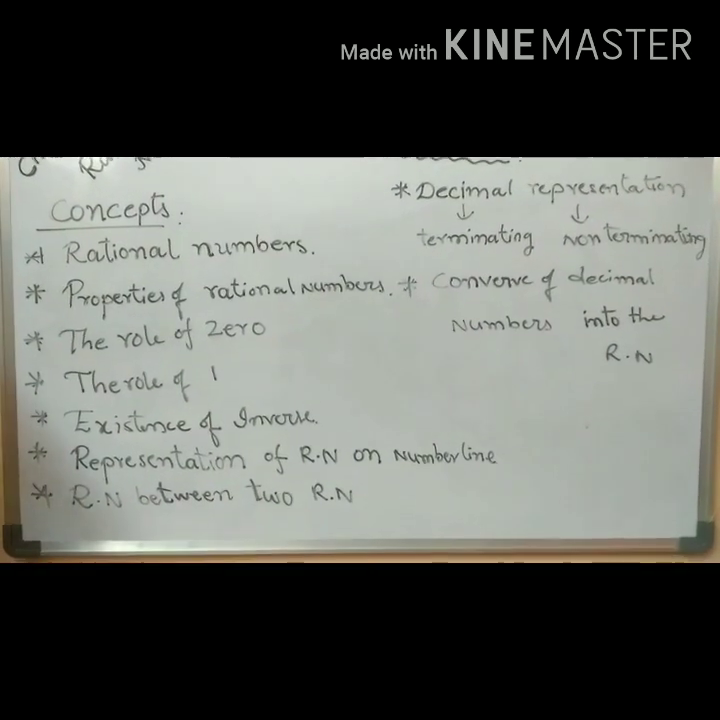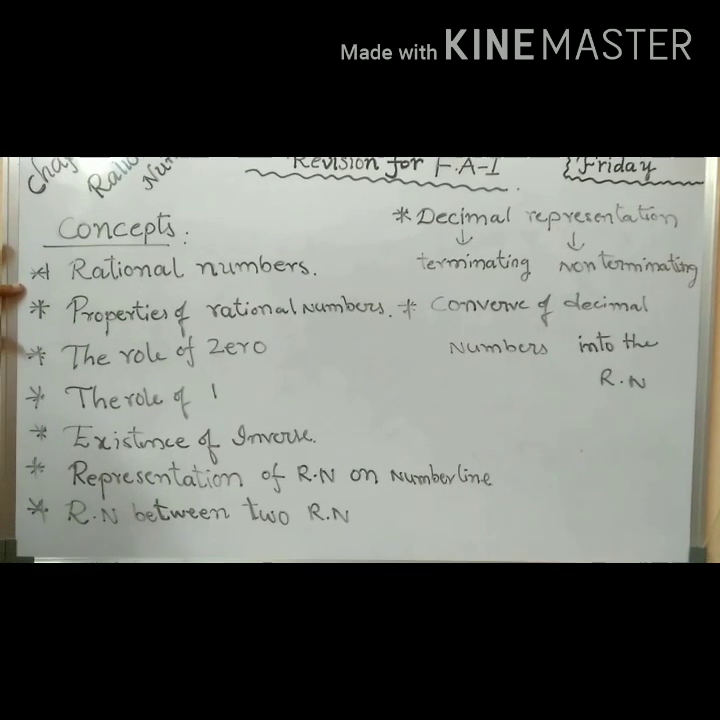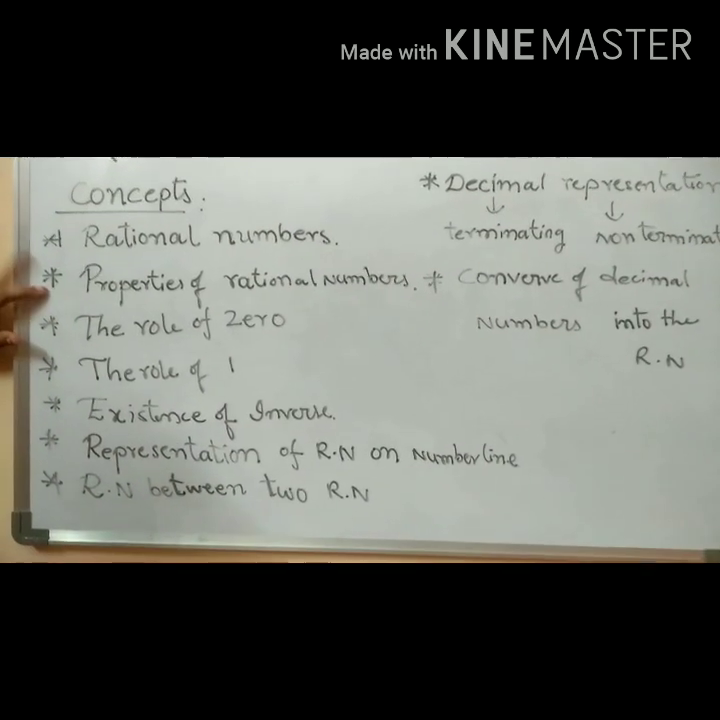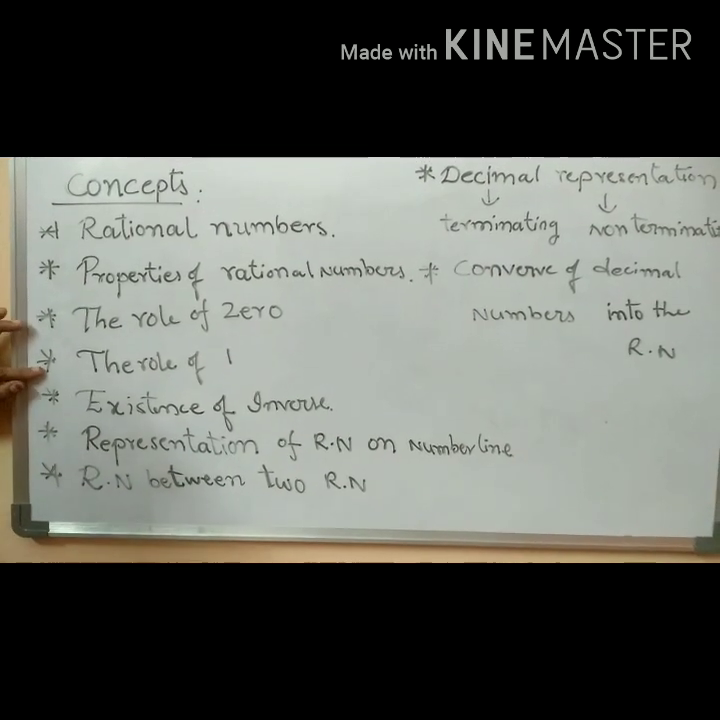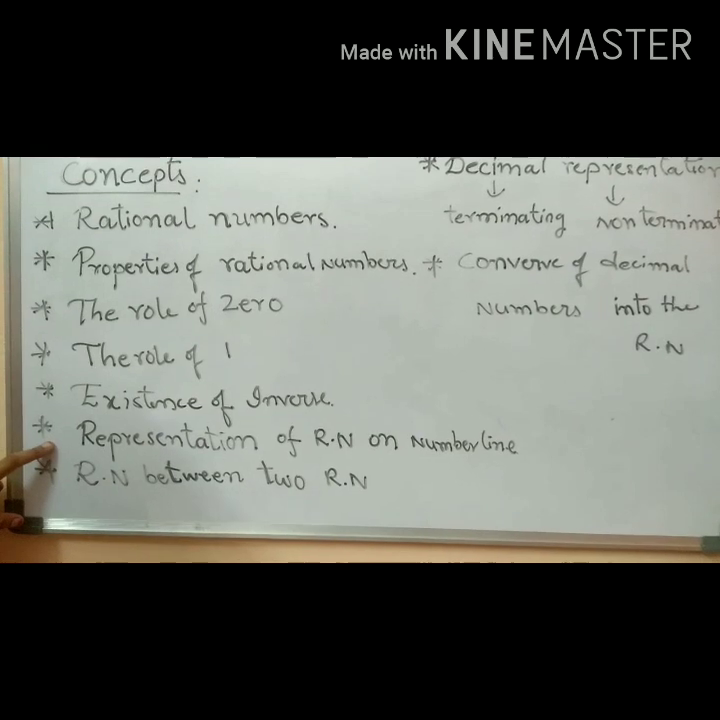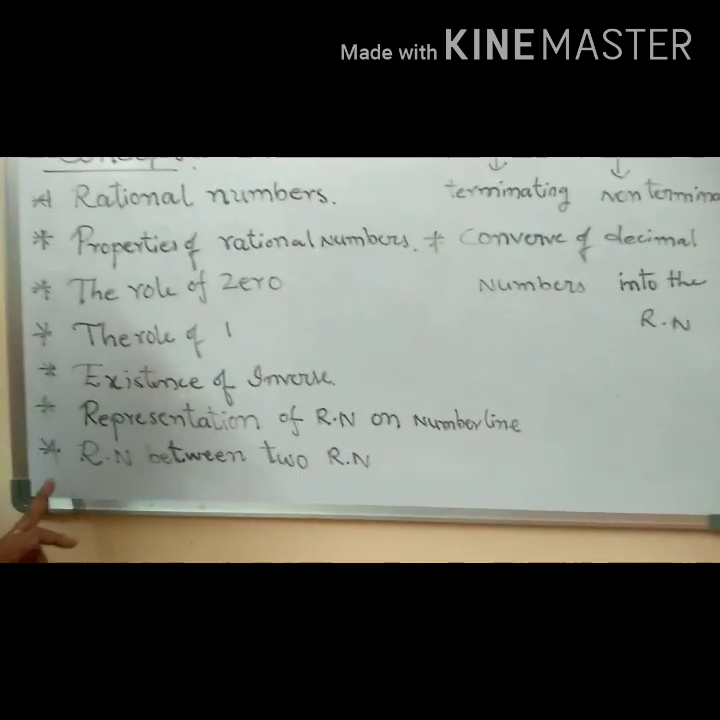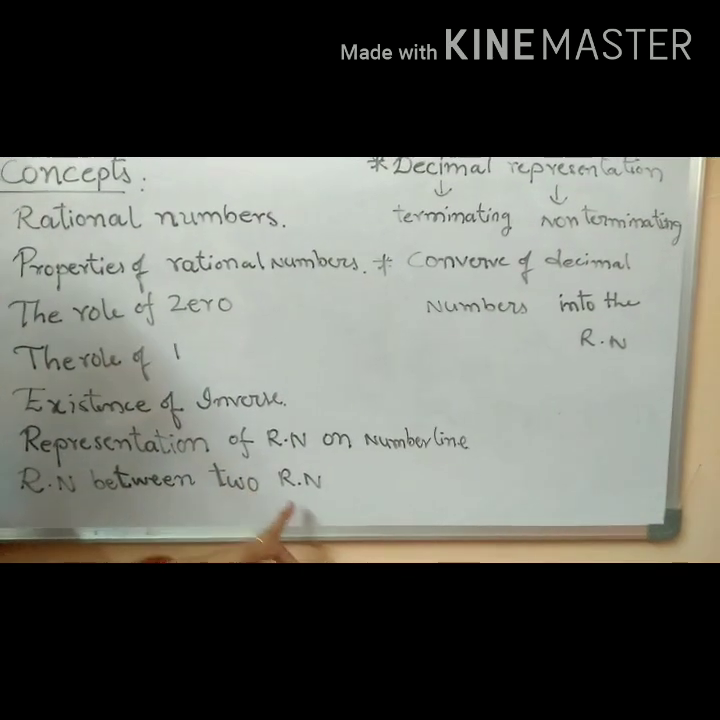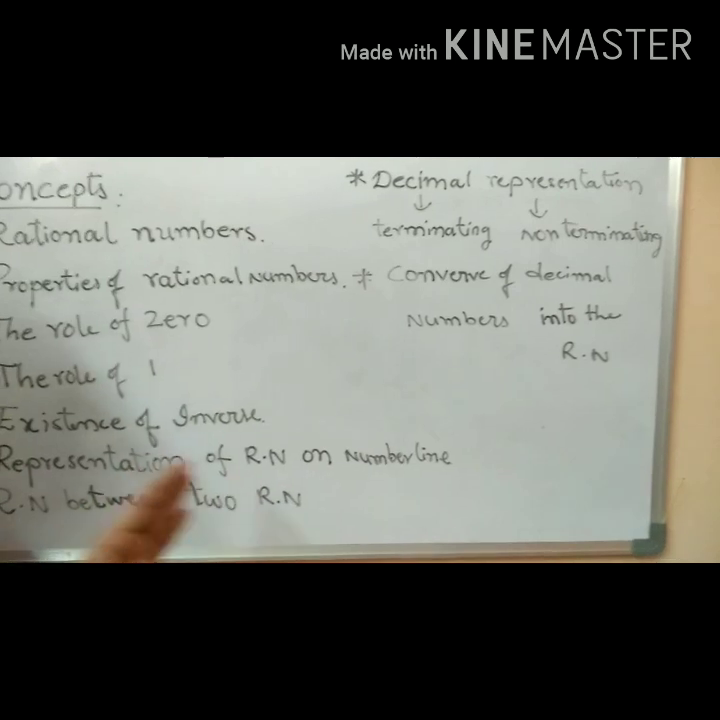Okay children, once again I explain that. In this chapter, the concepts are rational numbers, properties of rational numbers, the role of 0 and the role of 1, existence of inverse, and representation of rational numbers on number line. Next, rational numbers between two rational numbers.